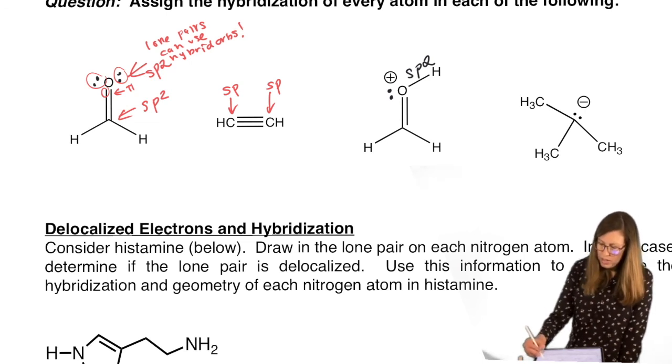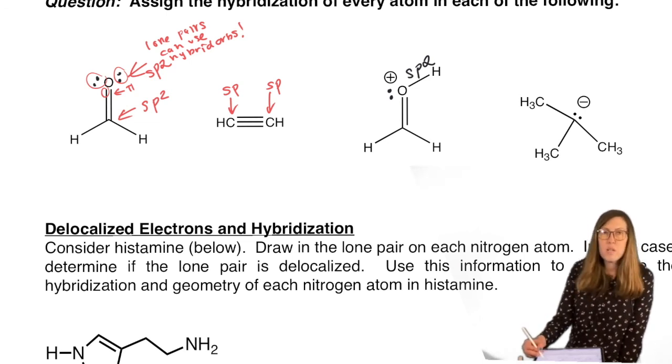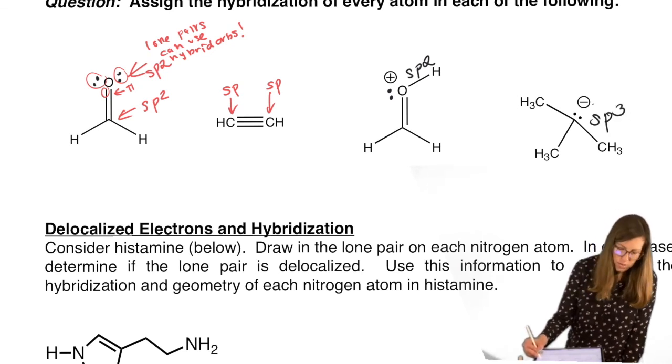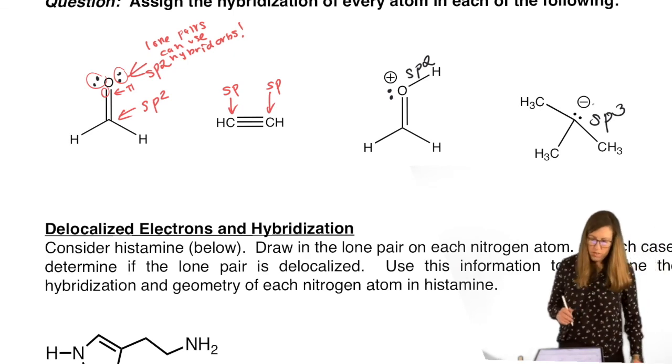Same idea here. We have a negatively charged carbon, but we still have 4 groups around carbon. So we still need 4 orbitals. So it's still sp3. No reason for it to be otherwise.